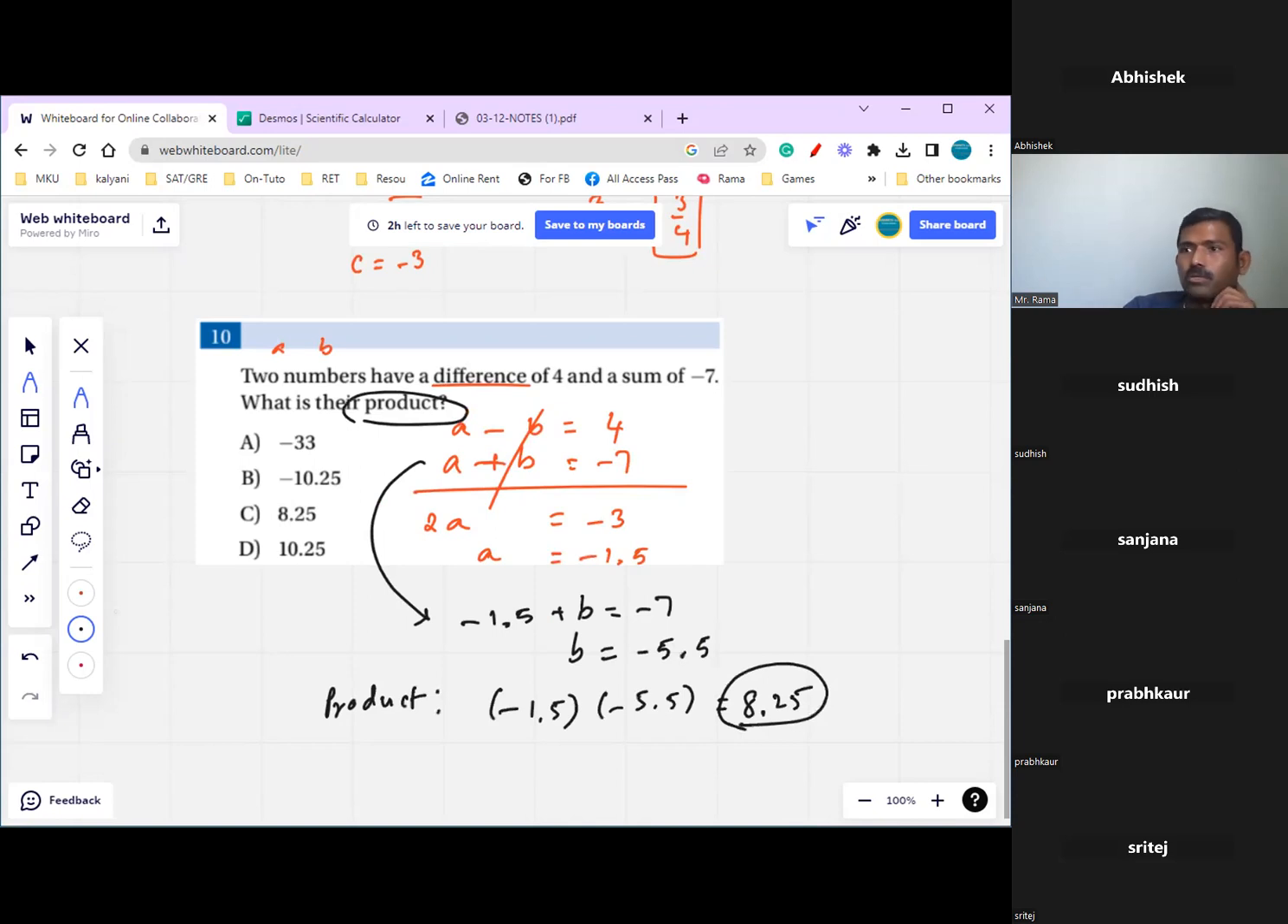Okay, so check this question. See if you guys understand it. If you don't understand, please ask. I can go over it one more time.